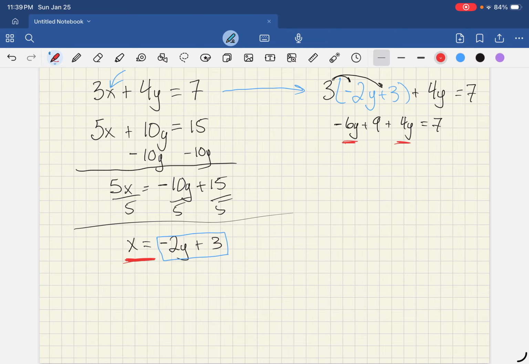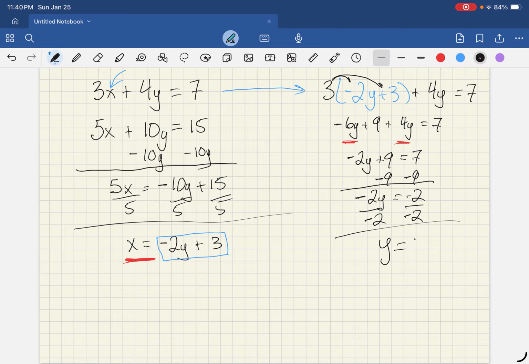Notice I have two y's on the same side of the equation. I'm going to combine my like terms. Negative 6 plus 4 is negative 2. And now I have a two-step equation. I see plus 9. I'm going to subtract 9 from both sides. Okay, now I did all that and we got y is equal to 1.